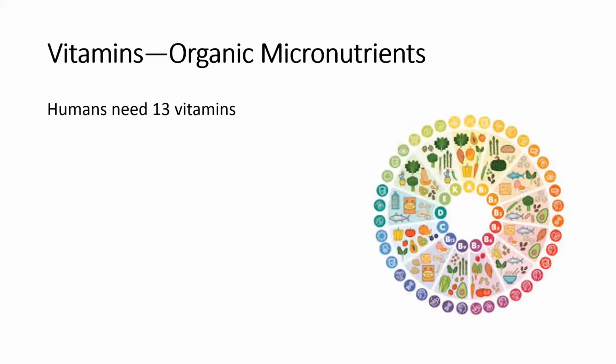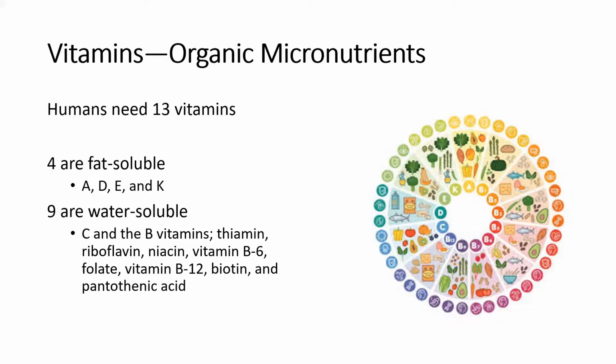Humans need 13 vitamins. 4 of them are fat soluble, like vitamin A, D, E, and K. And 9 are water soluble. Fat soluble vitamins do not need to be consumed in the same quantity per meal or per day or per week as water soluble vitamins, because they are able to be stored in our adipose tissue and we can pull them out when we need them.